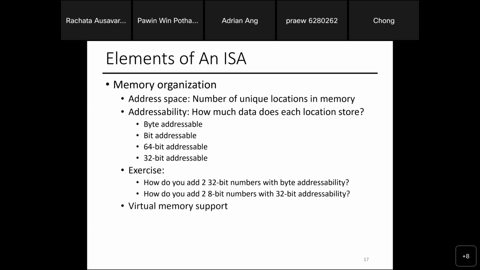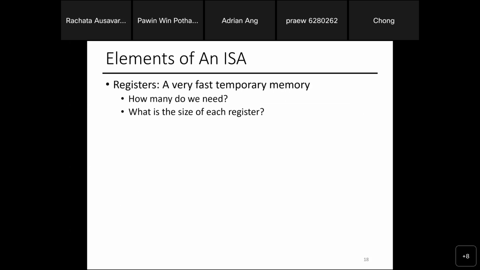How do you want to support virtual memory? There are actually multiple new virtual memory proposals, right? Do you want to support those fancy things in the ISA? Do you want to do that in the system? Do you want to support big endian versus little endian? These are specified in the ISA, or both of them. If you want to support both formats, how do you specify what format you are working on right now? How many registers do you want in the ISA? How big is your register, right?